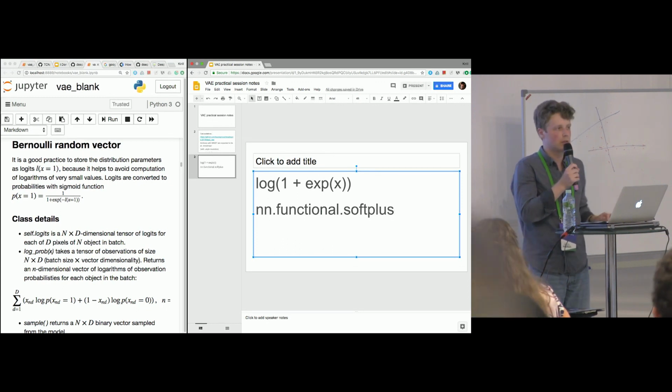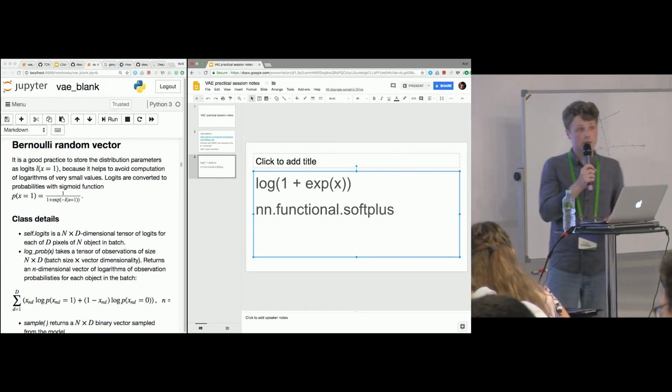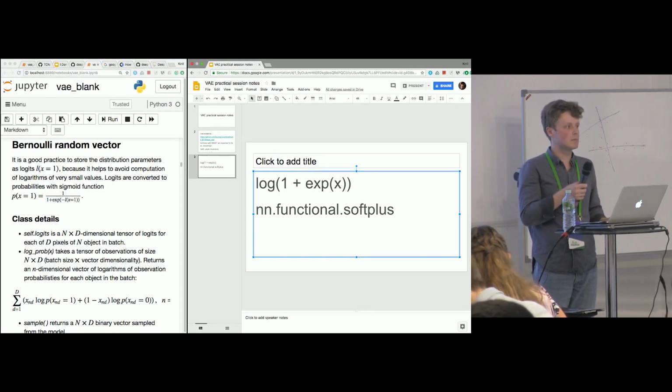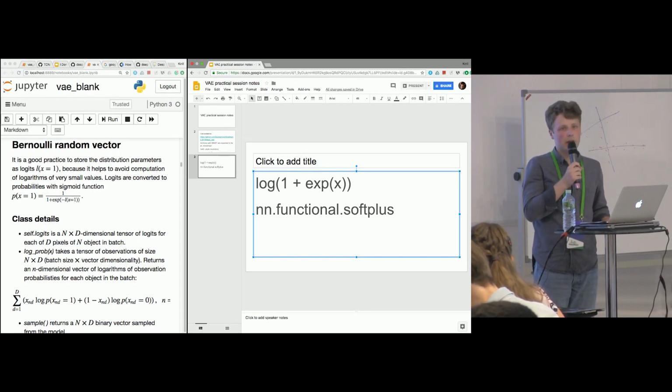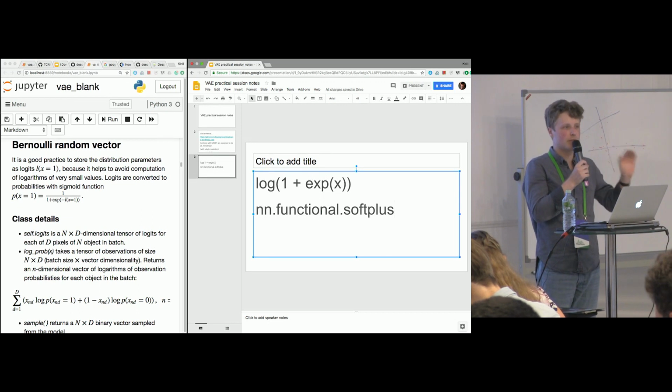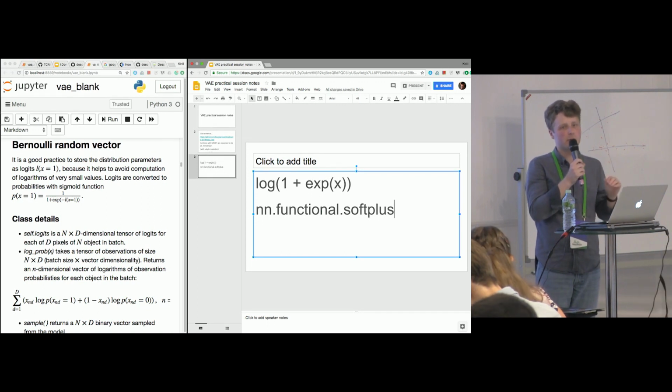Or, okay, softplus. And once again, storing probabilities, not logits, is very unstable when you try to compute log probability.